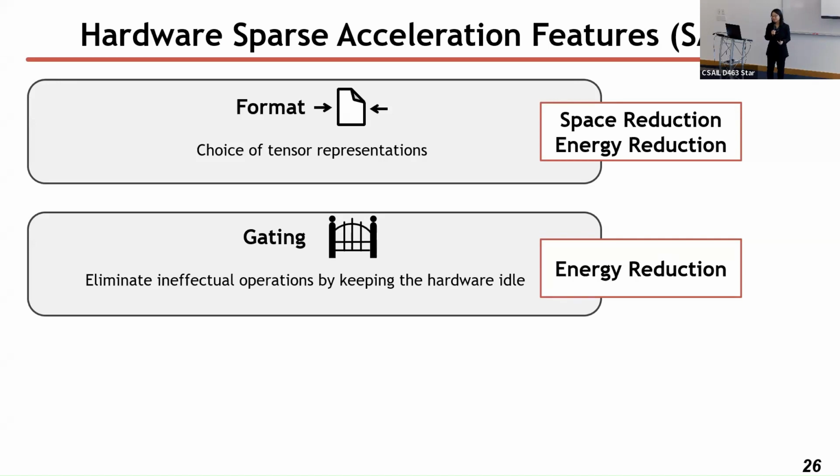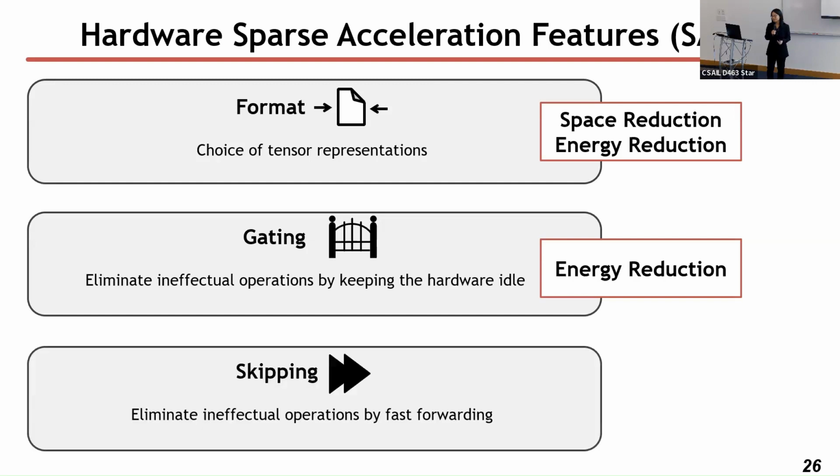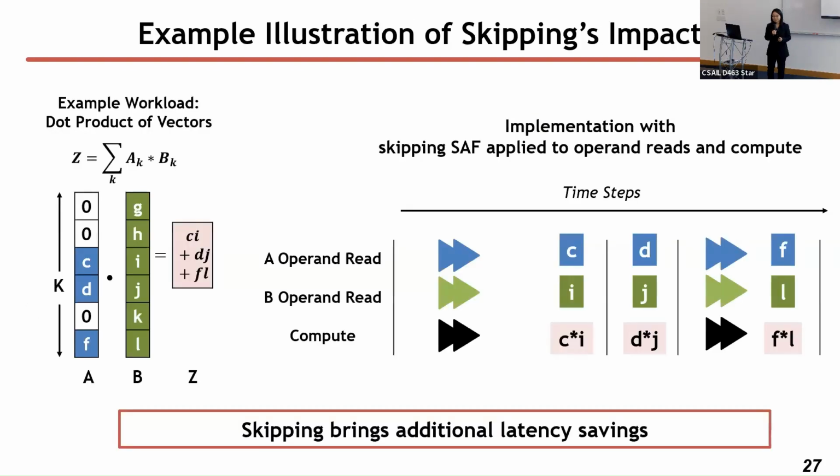So that naturally leads to the next sparse acceleration feature, which is called skipping. Skipping is similar to gating in that it also eliminates hardware operations associated with ineffectual computations. However, instead of only letting the hardware stay idle, it also directly fast forwards to the next effectual computation. So let's take a look at one example using our previous workload of skipping.